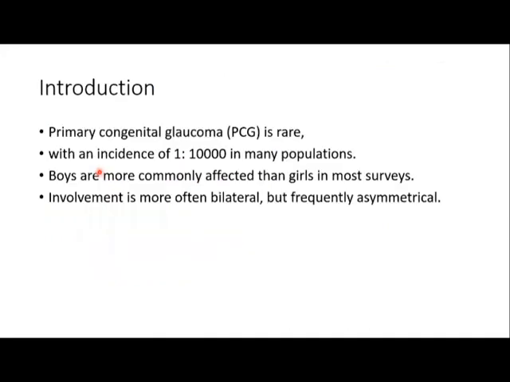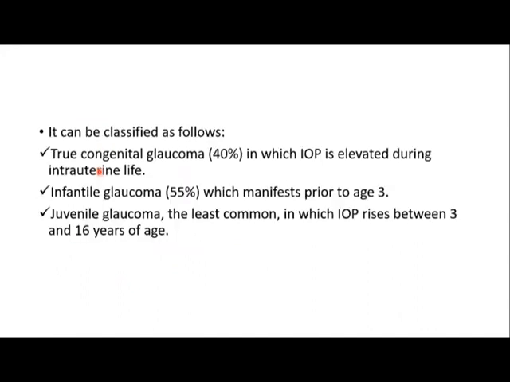Next, we are discussing primary congenital glaucoma. Primary congenital glaucoma is rare, with an incidence of 1 in 10,000 in many populations. Boys are more commonly affected than girls in most surveys, and involvement is often bilateral but frequently asymmetric. It can be classified as follows: true congenital glaucoma, 40% of cases, in which IOP is elevated during intrauterine life, and infantile glaucoma, 55%, which manifests prior to the age of 3, and juvenile glaucoma is the least common form, in which IOP rises between 3 to 16 years of age.